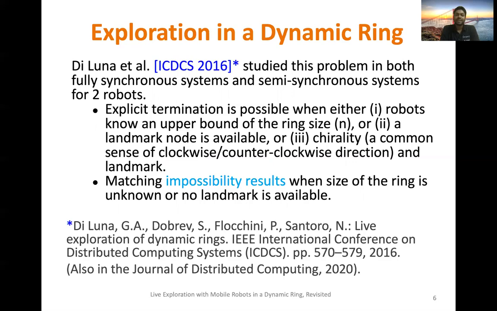Also, they assumed that there is a landmark, some distinguished node marked as a landmark node. Then exploration with explicit termination is also possible. There is also a notion of chirality, a common sense of clockwise or anti-clockwise direction for all the robots. If chirality and a landmark are given, then exploration is possible with explicit termination faster than with only a landmark. They also showed a matching impossibility result when the size of the ring is unknown or no landmark is available.